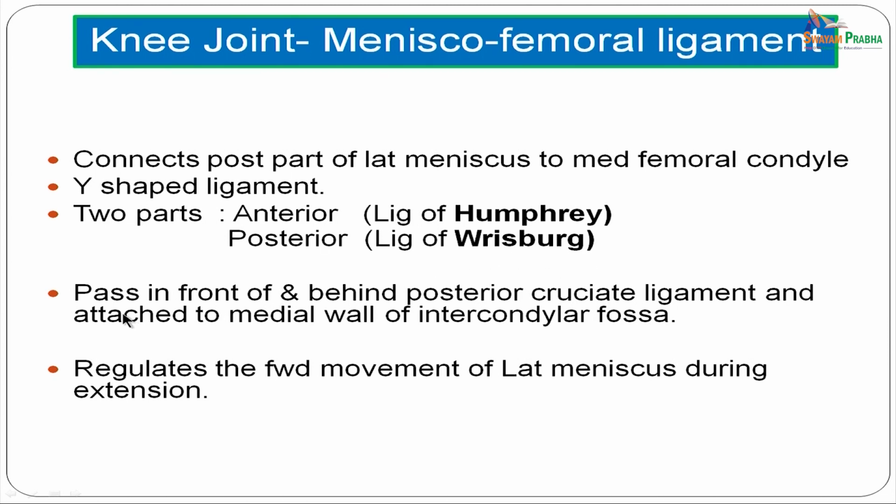The anterior and posterior limbs pass in front and behind the posterior cruciate ligament and are attached to the medial wall of the intercondylar fossa. The menisco-femoral ligament regulates the forward movement of the lateral meniscus during extension.